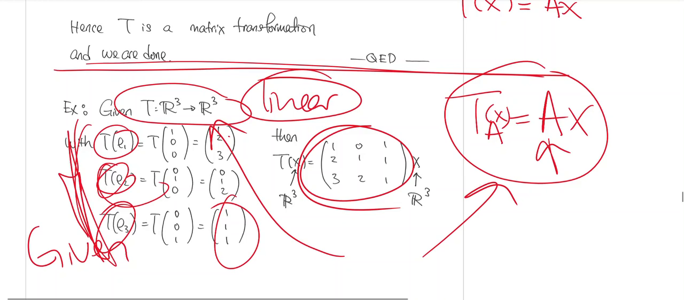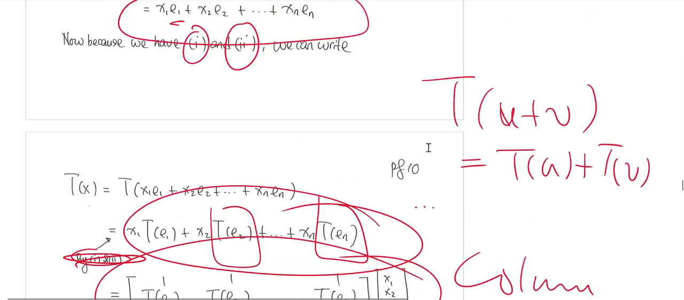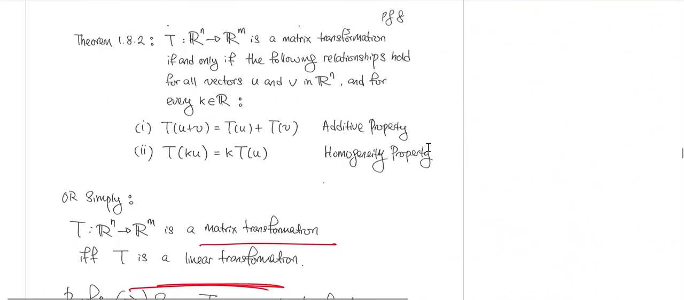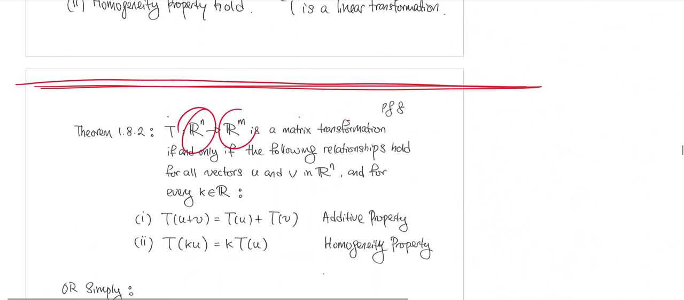If it's linear, it's definitely like that. Oh, by the way, if you look at the theorem very carefully, it says that we are only looking in the space of Rn to Rm.